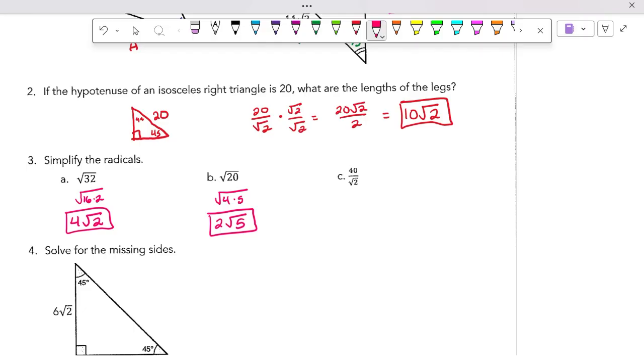Now, letter C, we're not actually simplifying the radical. We mainly have to do what? Rationalize the denominator. So I'm going to multiply top and the bottom by the square root of 2. I get 40 square root of 2 over the square root of 4, which is just 2. So what's my final answer? 20 square root 2. Since it's outside the radical, you can't simplify it. It's a coefficient technically. So you only want to simplify what's under the radical.